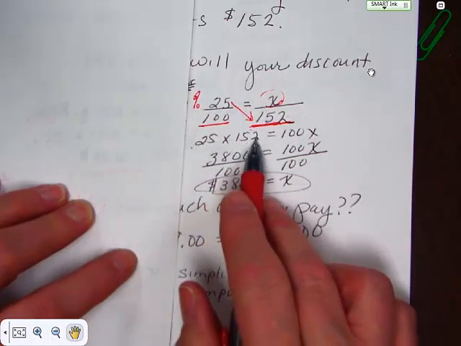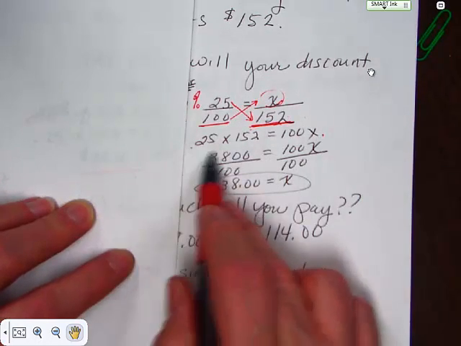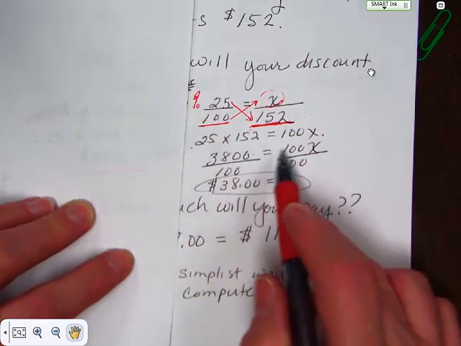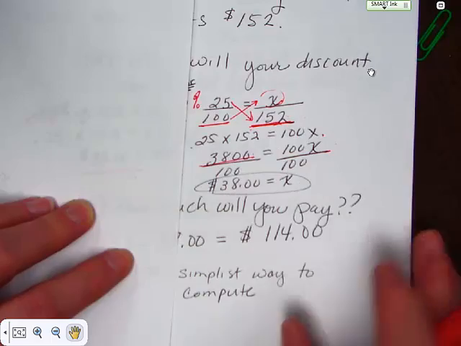25 times 152 equals 100 times x. Multiply these, 3,800 equals 100x. Divide both sides by 100. And you get the same thing, $38.